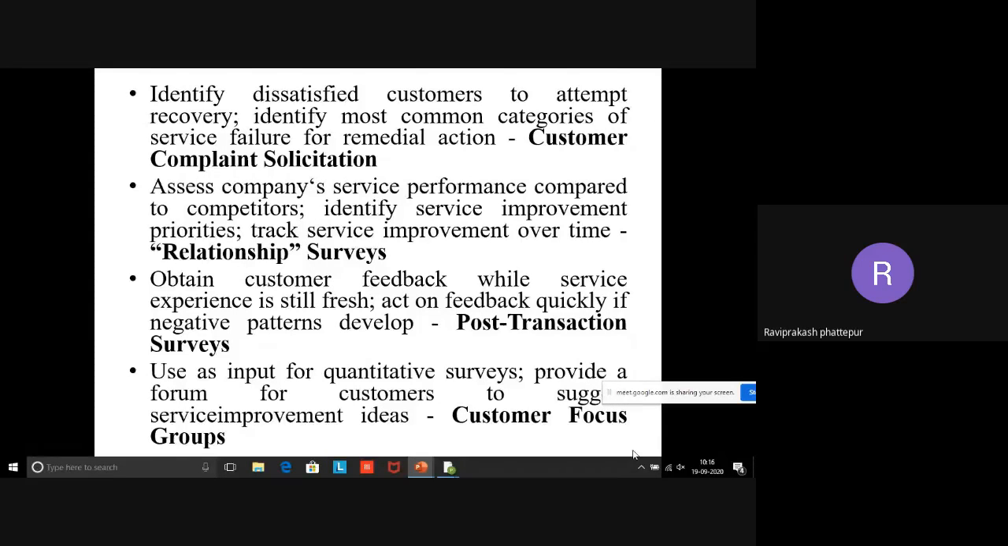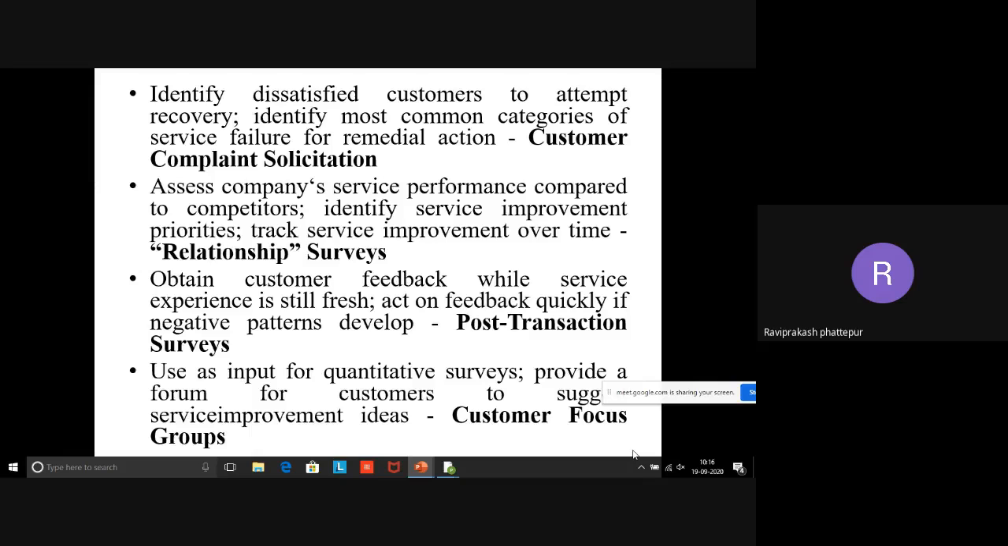Next is assess the company's service performance compared to competitors, identify service improvement priorities, track service improvement over time, which is also known as relationship surveys. What you have to do is find out what your performance is when compared to your competitors, what kind of things they are doing, what priorities they are having. We need to track all this and try to implement and improve your service delivery quality. This is called relationship survey. By doing relationship surveys, we find out whether customers may only stick on to our service delivery, or they may move around, or they might have already used some competitor's service and then come to us.